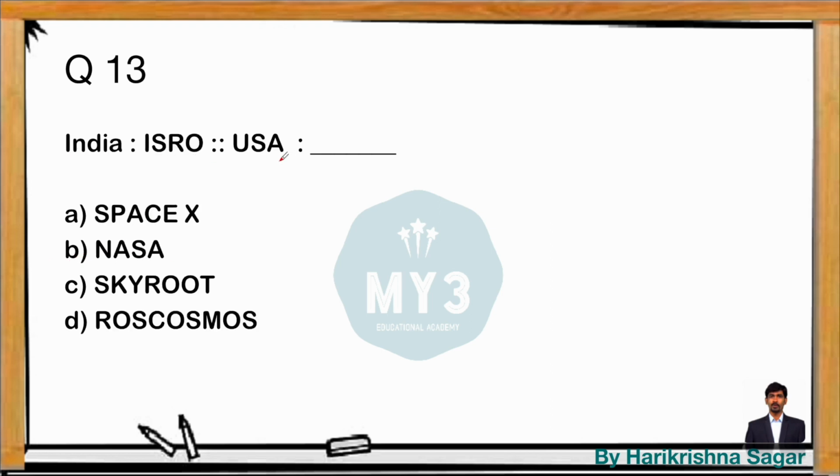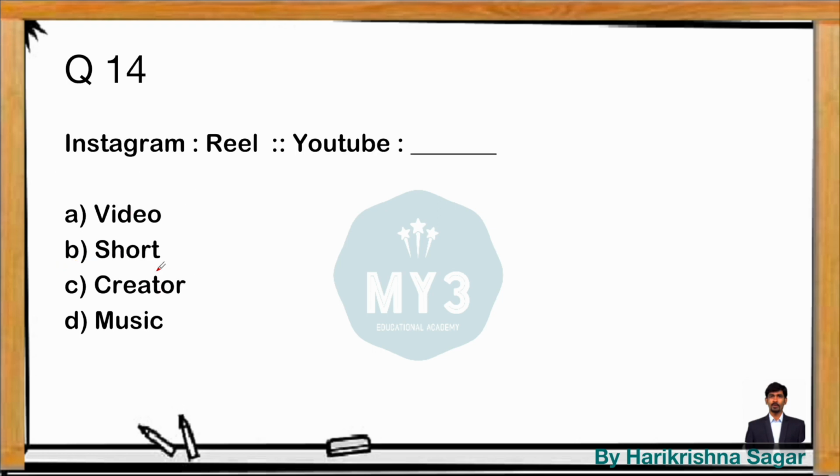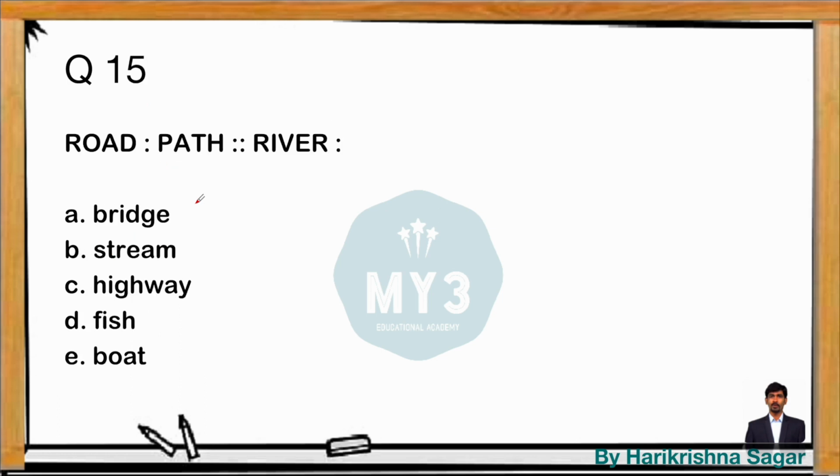India, ISRO, USA, what? India has ISRO and USA has NASA. Instagram, reel, YouTube, what? Reels you will find in Instagram and in a similar fashion, shorts you will find in YouTube. Road, path, river, what? Path is available in the road, so stream is available in the river.